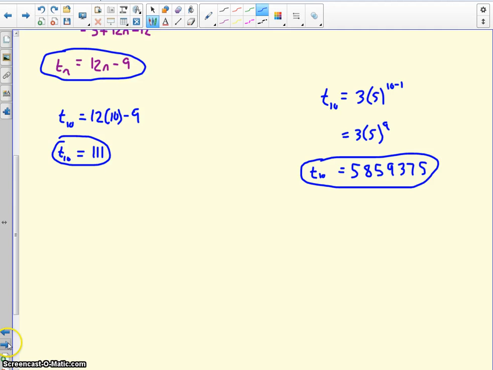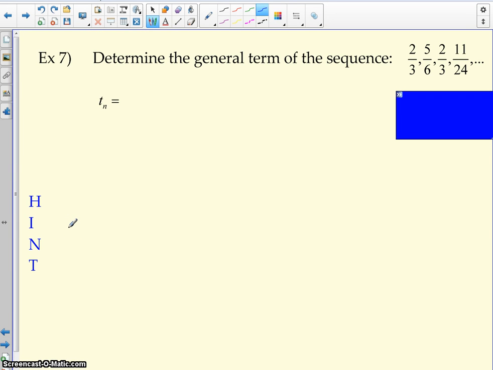Okay, one last example. I want you to find the general term of this sequence right here. Play around with it a bit, see if you can find the pattern that goes from one term to the next. Now remember, I didn't say if it was arithmetic or geometric, so that's up to you to try and figure out. See if you can figure it out, and push play and go through it together.